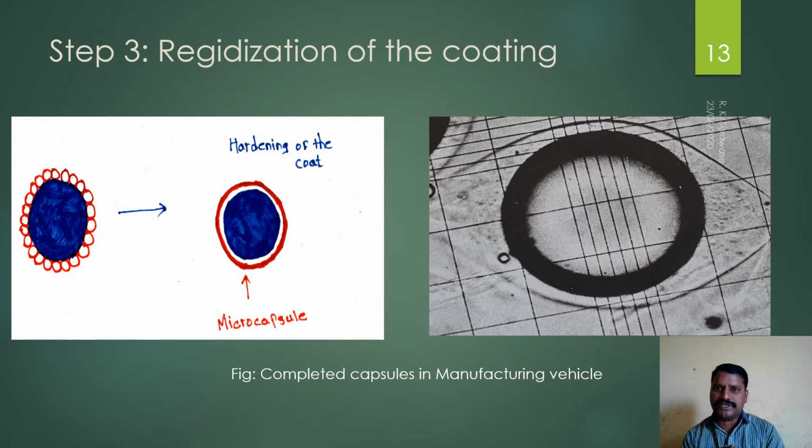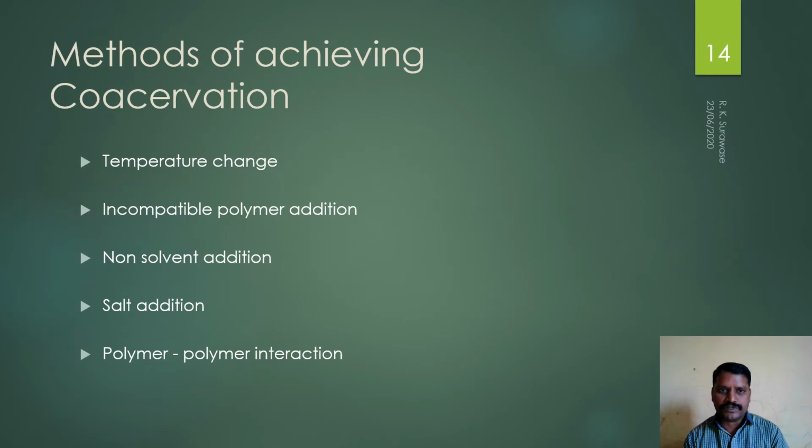Every coacervation approach means the formation of three immiscible chemical phases: liquid manufacturing vehicle phase, coating material phase, and the core material phase. Then second is the deposition of coating material around the core material, and third step is the rigidization of the coating material. So these are the basic steps involved in the complex coacervation process.